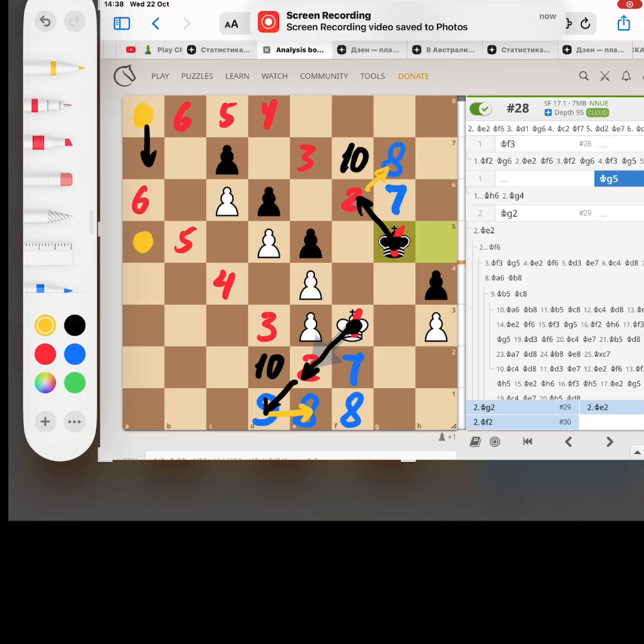Because if black moves to 7, I move to 7. If black moves to 10, I move to 10 immediately. If black moves to 2, I also move to 2. And in such a way, black has no other choice, and I win the game. So the idea for white is to step on the same corresponding square as black, and then white will be in the opposition and win the game.